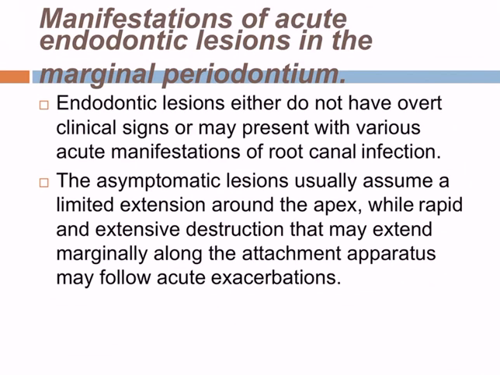Now, manifestations of acute endodontic lesions in the marginal periodontium. Endodontic lesions either do not have overt clinical signs or may present with various acute signs of the root canal infection. The asymptomatic lesions usually assume a limited extension around the apex, while rapid and extensive destruction may extend marginally along the attachment apparatus or may follow acute exacerbations. Acute exacerbations means abscesses can also be formed.